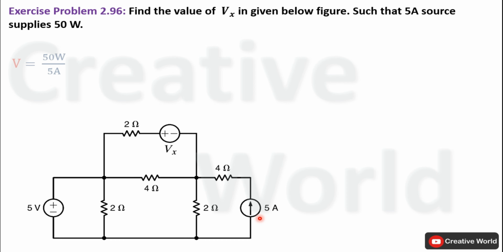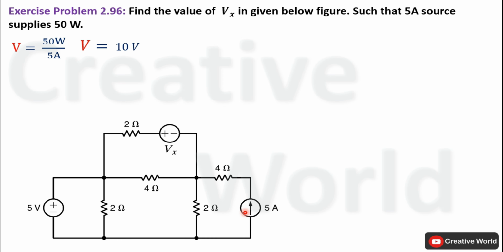Equation for the voltage of this constant current source will be 50 watt divided by 5 ampere. It will become 10 volt. So 10 volt will be appearing across this 5 ampere source and the polarity of voltage will be positive terminal here and negative terminal here.